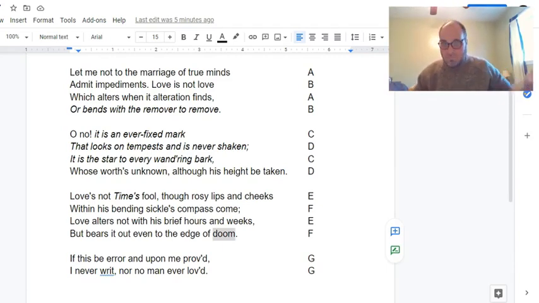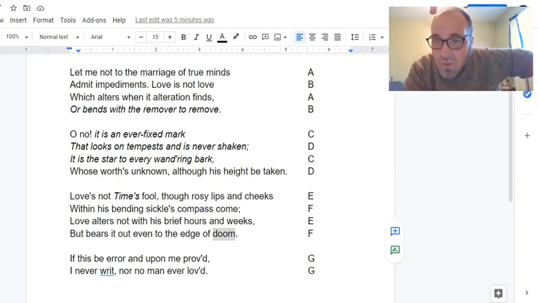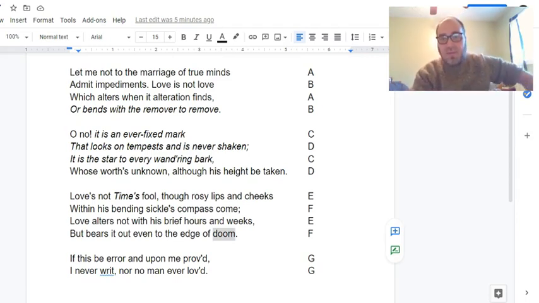So, question: do you agree with Shakespeare's definition of love? Is this what true love is? I think he's got it pegged. Again, look at the maturity of this sonnet and the message here, as opposed to Sidney and Spenser. This sonnet is not as polished.